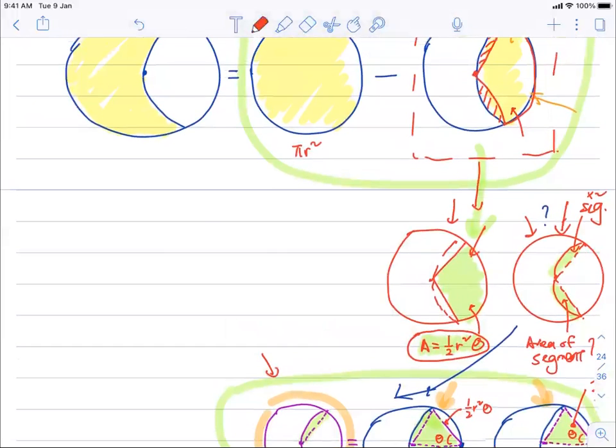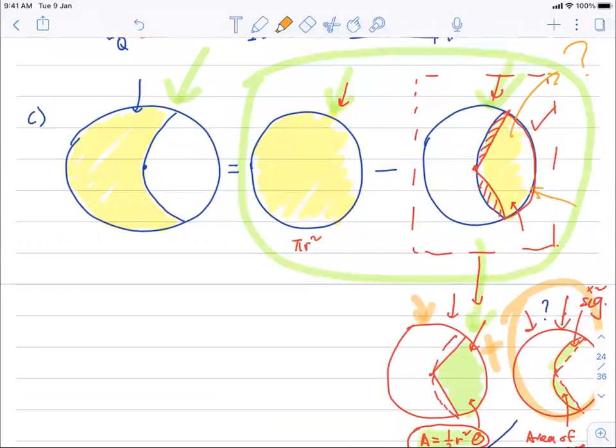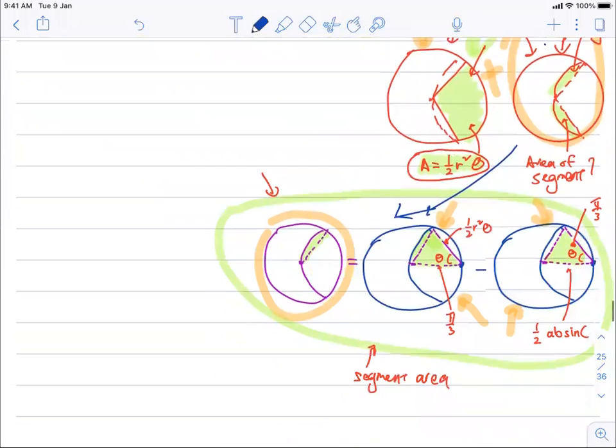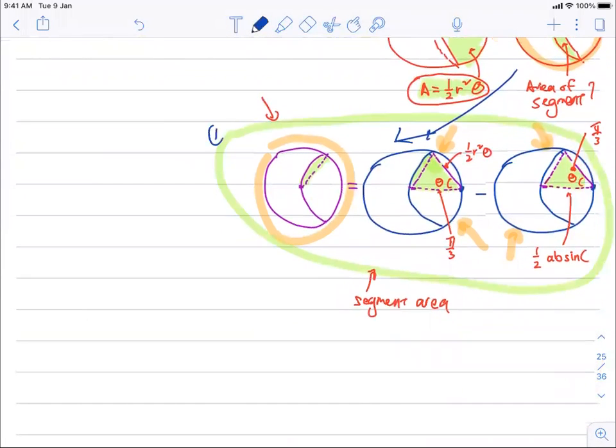So after we get the area of this thing, we can add it up with the area for this one. Then add this up, it will be the area for this one. Okay, so let us get straight into the calculation. So the first thing, find the area of the segment.